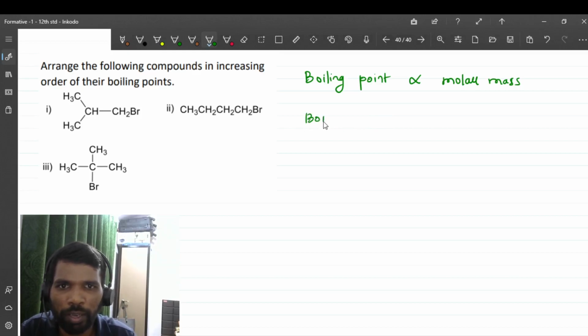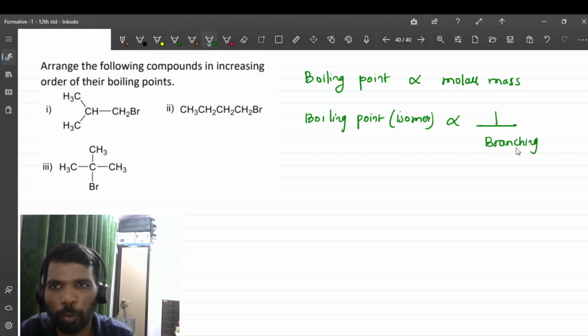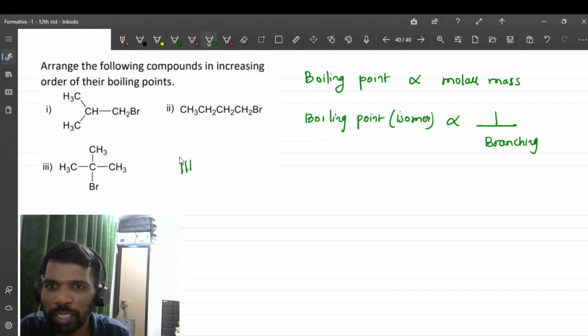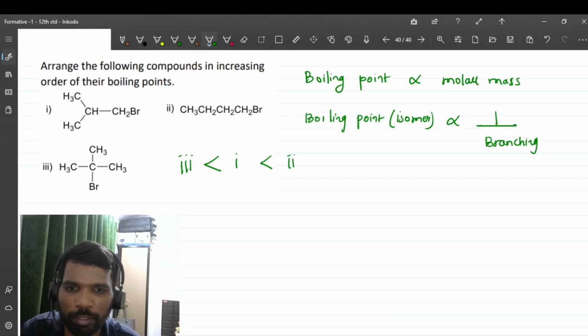So boiling point, for isomers, is inversely proportional to the branching. More is the branching, less is the boiling point. Since all these three are isomers, which is having maximum branching? Option 3 is having maximum branching, so this compound will have least boiling point. Then option 1 will have a little higher boiling point, and maximum will be in option 2. That's it. Increasing was asked.